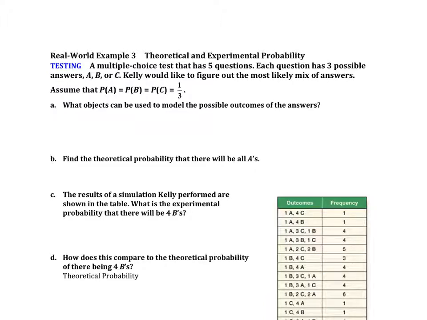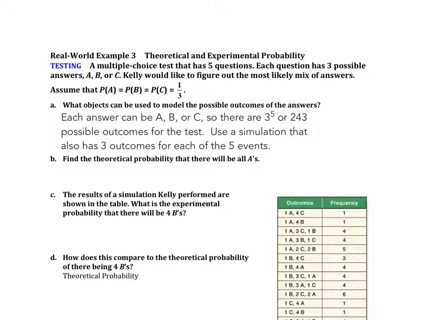Example 3. A multiple choice test has 5 questions. Each question has 3 possible answers, A, B, or C. Kelly would like to figure out the most likely mix of answers. Question 1. What objects can be used to model the possible outcomes of the answers? Well, each answer can be A, B, or C, so there are 3 to the 5th, or 243 possible outcomes for this test. Use a simulation that also has 3 outcomes for each of the 5 events.